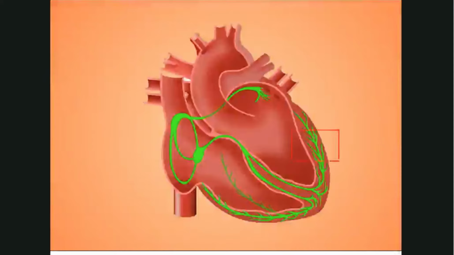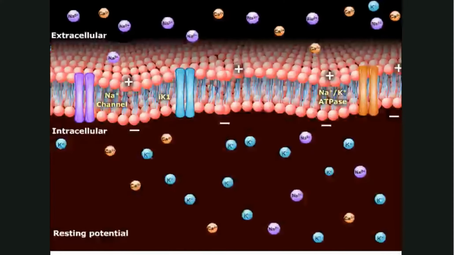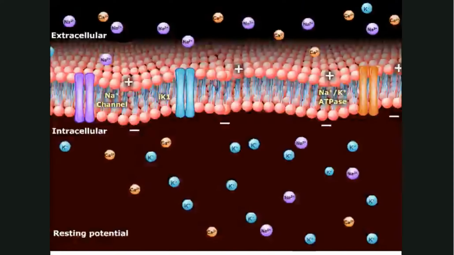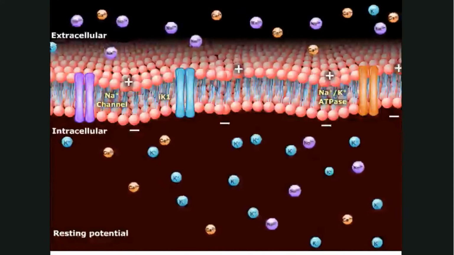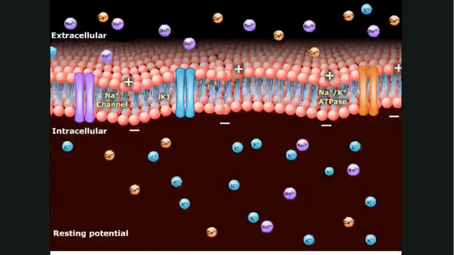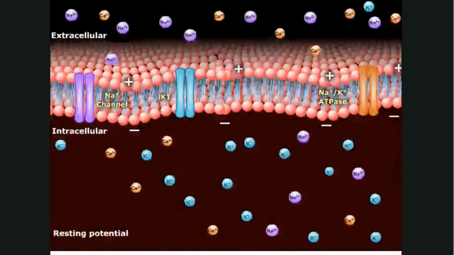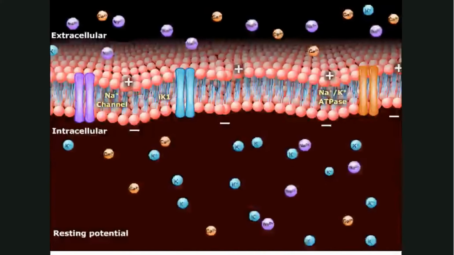Let's take a closer look at the myocardium to show the events occurring at the cell membrane level. Under resting conditions, the inner surface of the cell membrane is negatively charged, whereas the outer surface is positively charged. This difference in electrical charge across the membrane is referred to as the resting membrane potential.